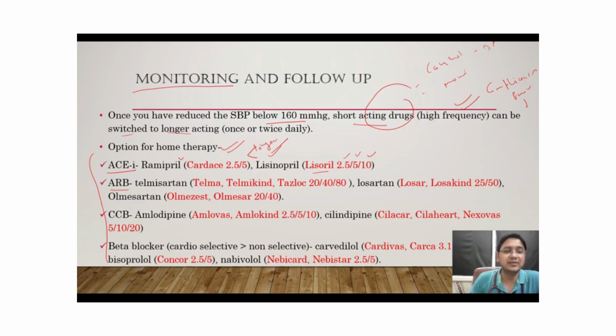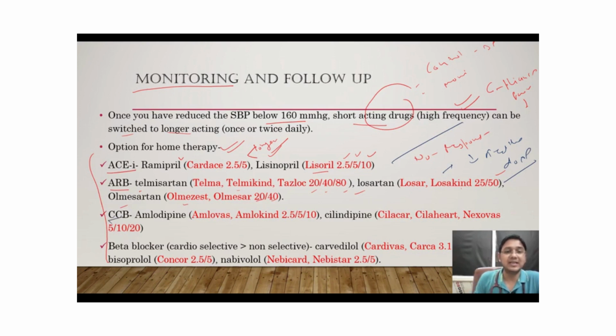Another very good category is angiotensin receptor blocker, the ARB, and three very common drugs used in hypertension are telmisartan, olmesartan, and losartan. The brand names are very easy to remember. For telmisartan we have Telma, Telmikind, and Tazloc. Strength available is 20, 40, 80. Right? In losartan we have Losar or Losakind. Strength is 25 to 50 in the market. And for olmesartan we have Olmesar or Olmegest. Strength is 20 or 40. We can start with 40 milligram, any one of them. We can monitor the BP. If there is no response, then we can increase the dose. If there is no response, we can combine it.